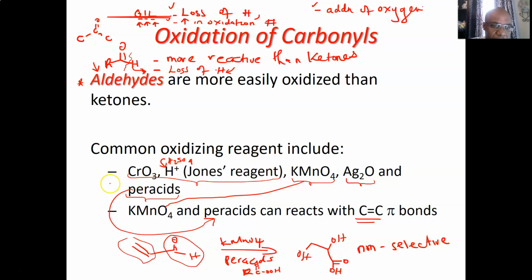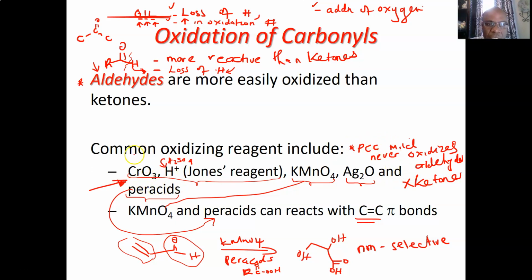So that leaves us with Jones reagent, which is the best. Now, someone will ask, what about PCC that we talked about before in the chapter on alcohols? PCC is mild. PCC never oxidizes aldehydes. If it never oxidizes aldehydes, you don't expect it to oxidize ketones. So we are not talking about PCC here because it's mild. You need a strong oxidizing agent.